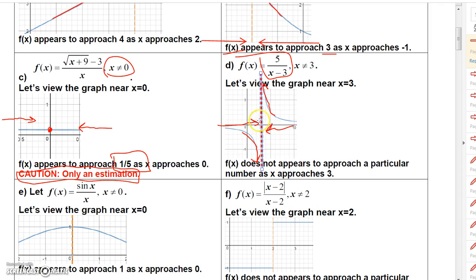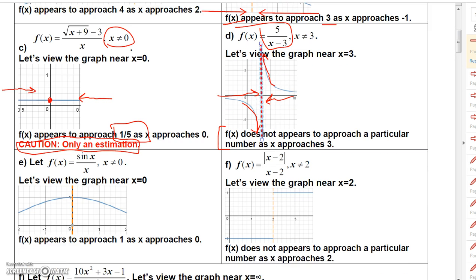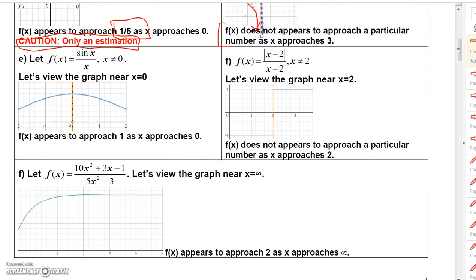So from that, notice that if the graph is increasing or decreasing without bounds, then it's not approaching a particular number. So in this case, f of x does not approach a particular number as x approaches 3. And we'll find out that what that means is that the limit does not exist when we get into limits. Okay, let's take a look at another function.